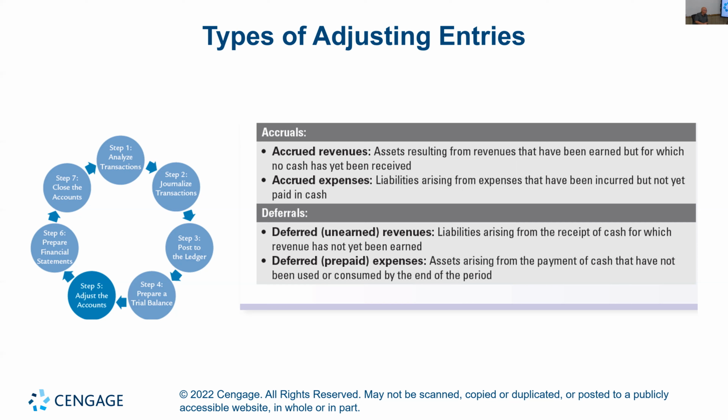Okay. So we have deferred revenues. This is where somebody pays us cash before we do any work. You remember from our accounts, that's called unearned revenue. And then as we do some of the work, we can make adjusting entries to turn that unearned revenue into revenue.